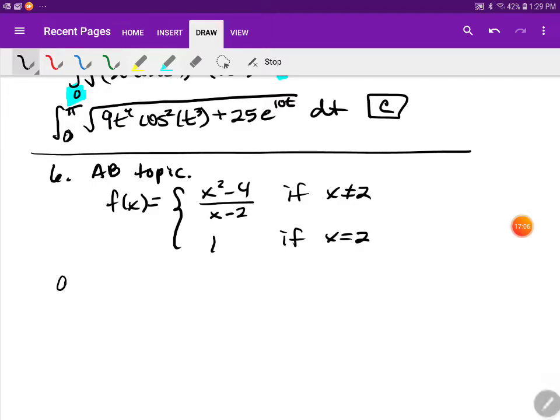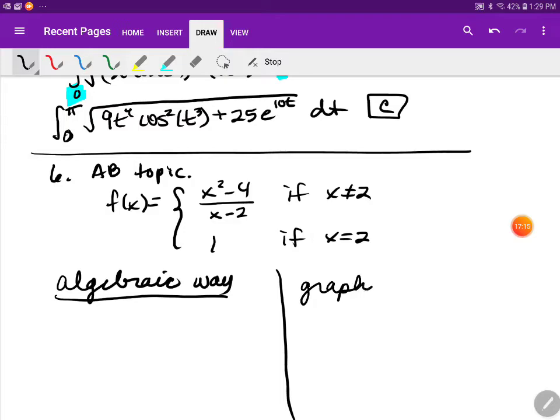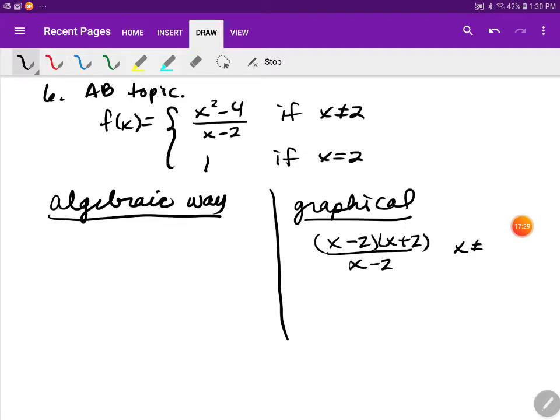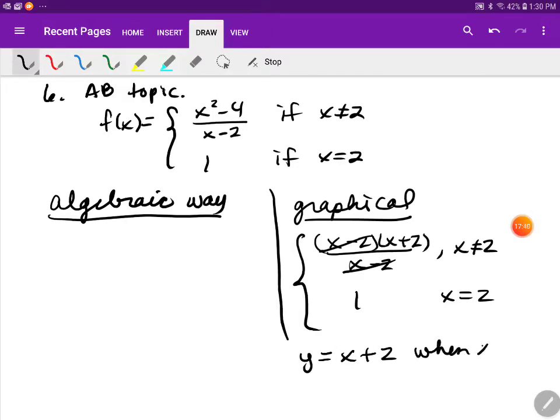So I'm going to do it the algebraic way over here, which is the usual way I would do it. But all of a sudden, I have a graphical feeling. Okay, so let me look at the graphical way. I can reduce the top of the piecewise. I could factor it. If I factor it, those cancel, and I get y equals x plus 2 when x does not equal 2, and y equals 1 when x equals 2.